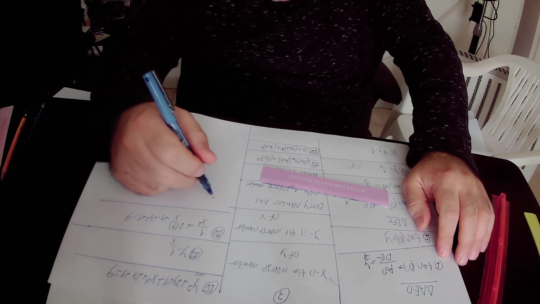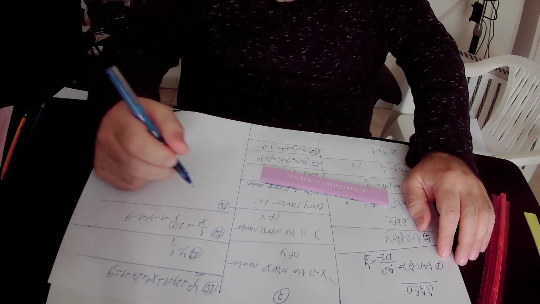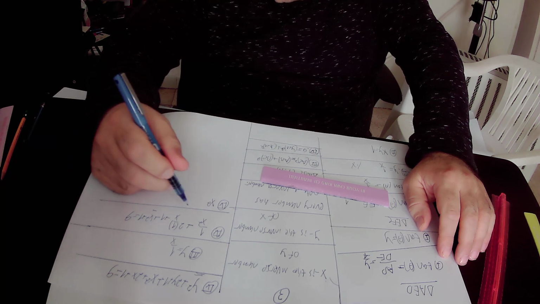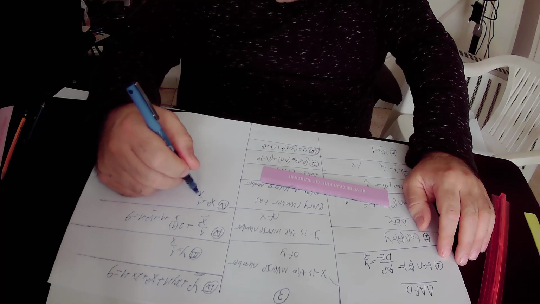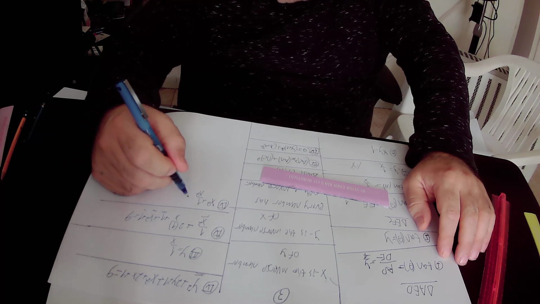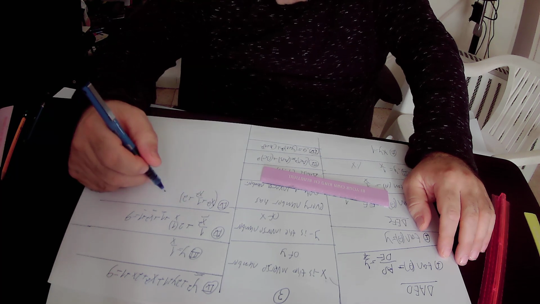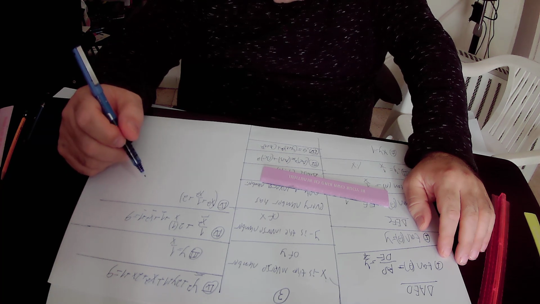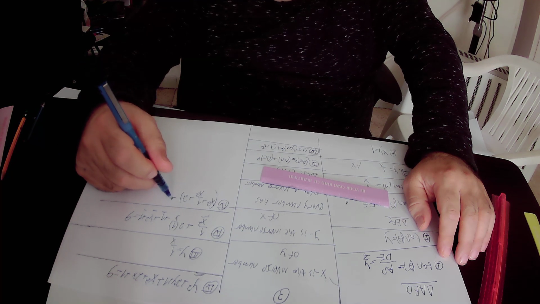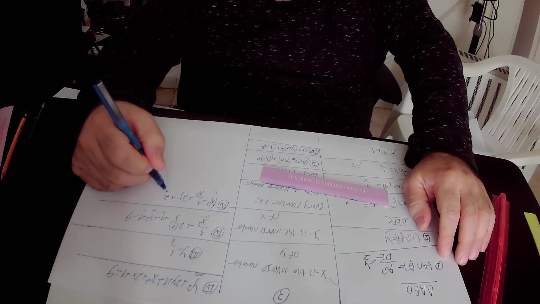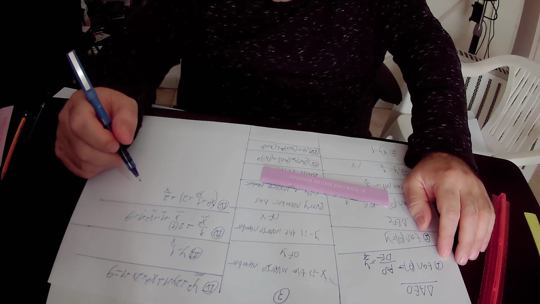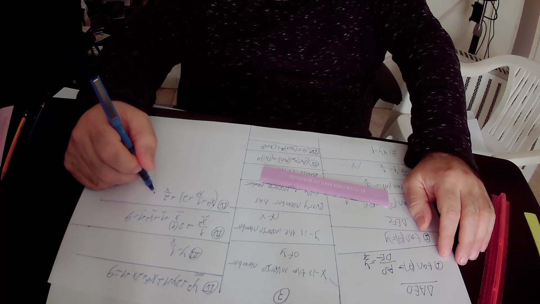One plus 1 is 2, so I write it down. x squared plus 1 over x squared plus 2 plus 2 over x equals 9.